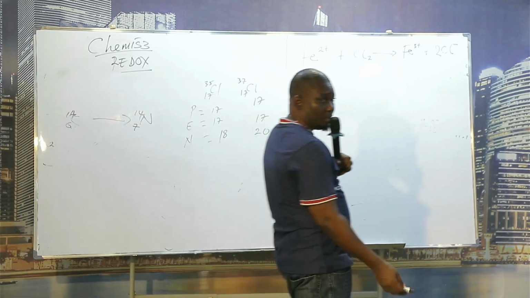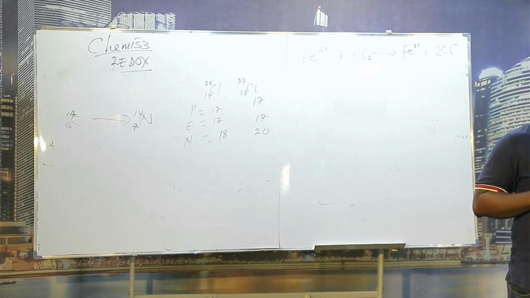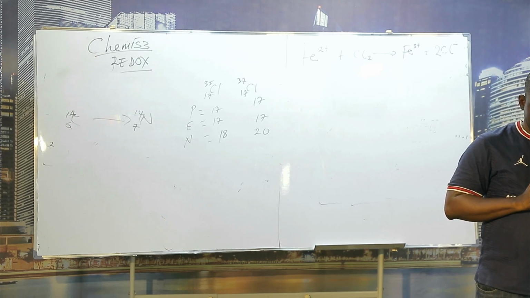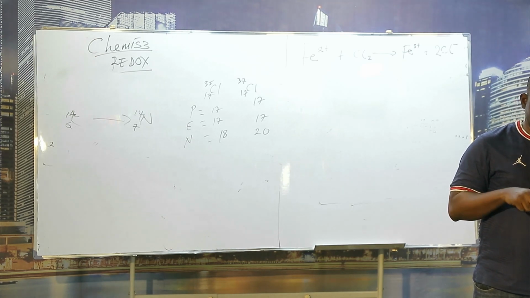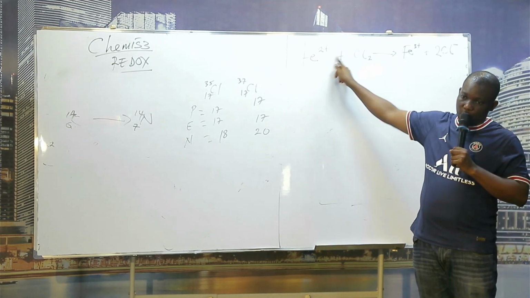So what do we do now? But first of all, let me ask a question before we balance it. In that reaction, electron flows from which species to the next species? Is it from iron 2 to chloride ion, or is it flowing from chloride ion to iron 2? Electron flows from iron 2 to chlorine molecule.